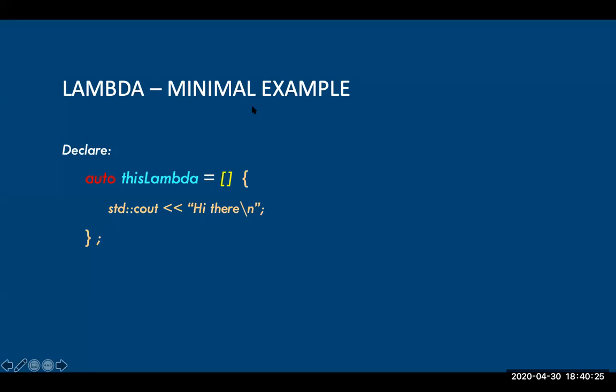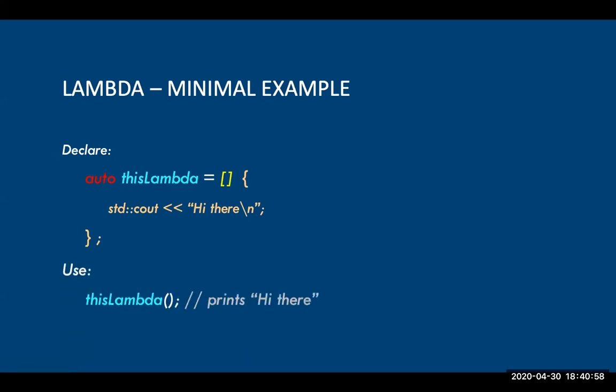So this is the most minimal example we could have of a lambda, right? We have auto return type, or, sorry, not return type. Auto is the name of the lambda. We always declare lambdas of type auto. Sorry, let me restate that. Auto is the type of the lambda that has this name, and it has no capture. There's nothing being captured from the local scope, and it has no parameters that we're passing into the function. It's just going to say hi there. Okay, so that's our hello world function.